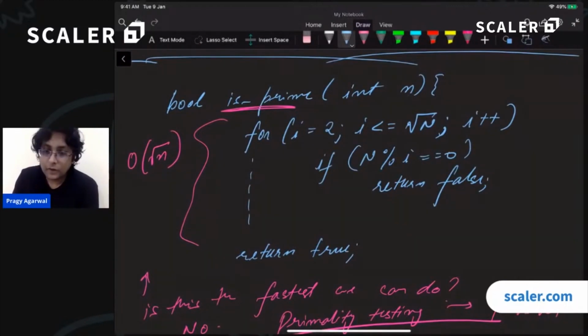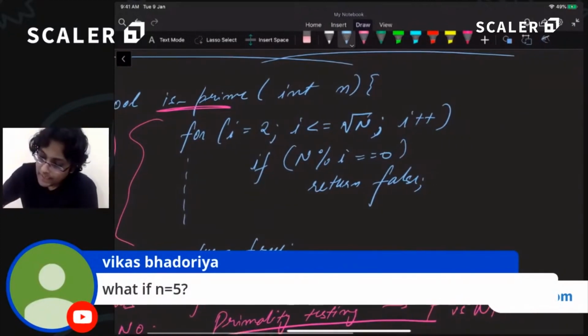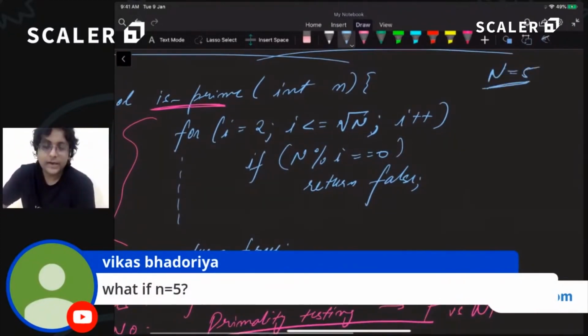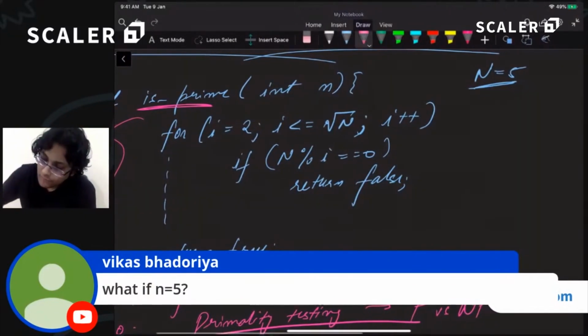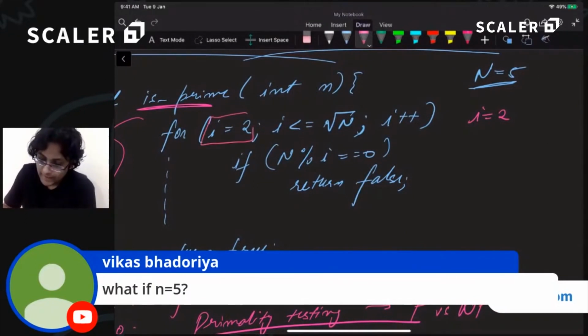Vikas says, what if n equals 5? So Vikas has a question over here. Let us look at this code and see what happens when n equals 5. Does this code work correctly? Let us try that. First of all, we will say i equals 2. We will check i equals 2, then we will move on to the condition.